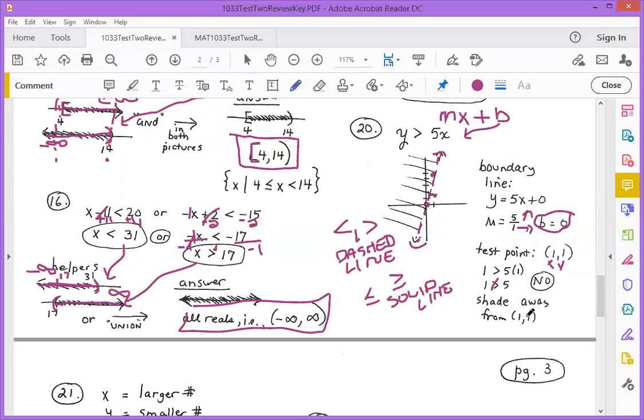No, that doesn't work. Therefore, this section to the right of the line, we're not going to shade that section. We're going to shade the section that's opposite 1, 1. So above the line to the left. That would be our solution to this inequality.